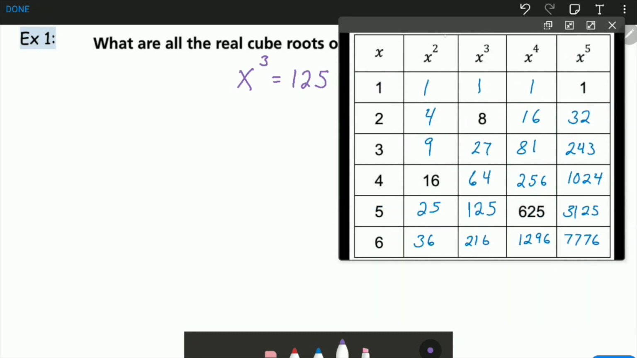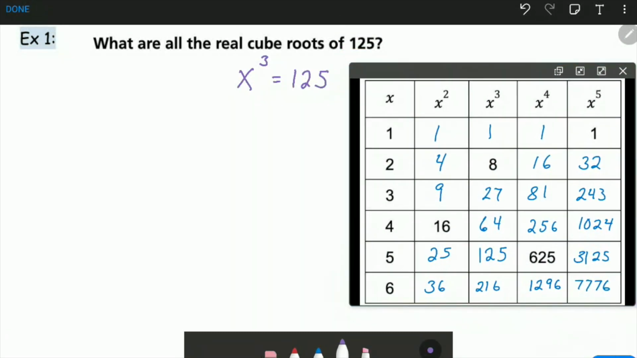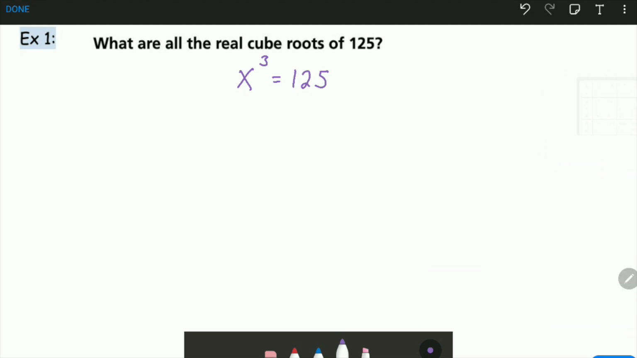So here I have a list of a bunch of the perfect powers, and we're just going to use that idea. We're looking at the third power because we're doing the third root. If I look down the column for 125, here is 125. So I know that 5 to the third power is 125. So the answer is just that x is going to be 5, or that mystery number that we're looking for is 5.